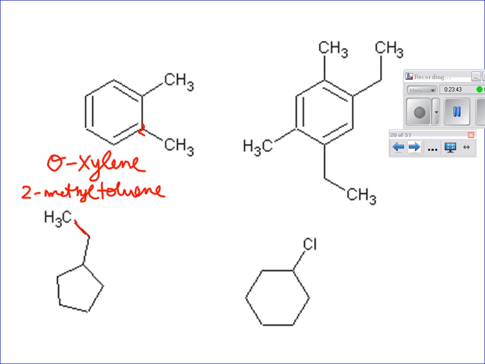Okay, what about this one? There's an ethyl group on a what? On a cyclopentane. So what do I call it? Ethylcyclopentane. I don't need a number because it's on carbon 1 no matter where I start. What about this Cl one right here? Not chlorohexane, chlorocyclohexane.